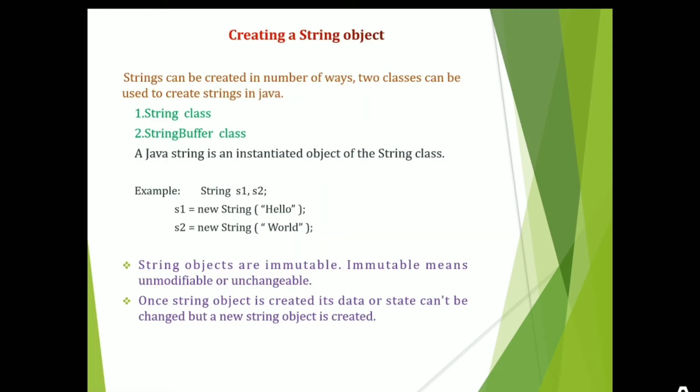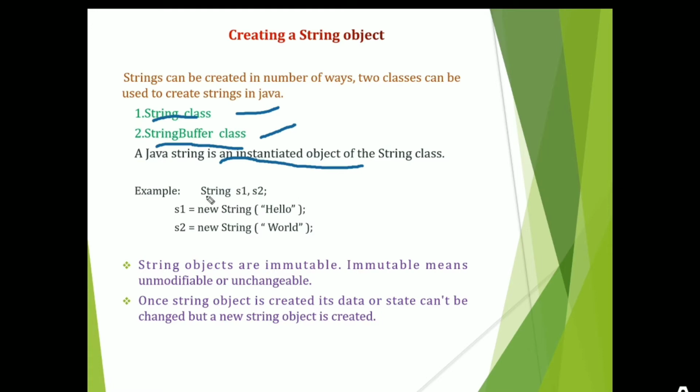And we can create the string object by using different classes. In Java, we have two different classes, the String class and the StringBuffer class, which are used to create string objects. Strings can be created in a number of ways, but here we are using two classes. One is the String class and another is the StringBuffer class. Okay, a Java string is an instantiated object of the String class. Means the String class and StringBuffer class already exist, and we are creating objects of those classes.